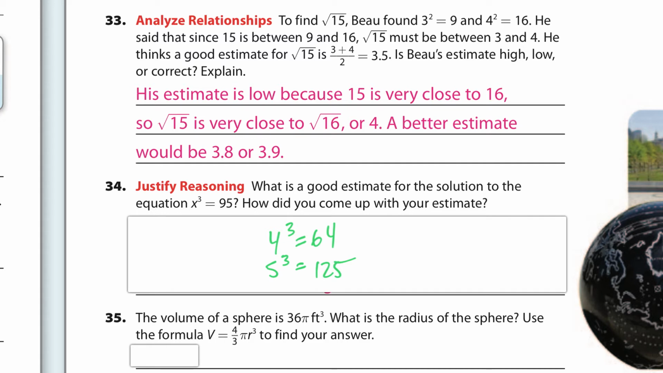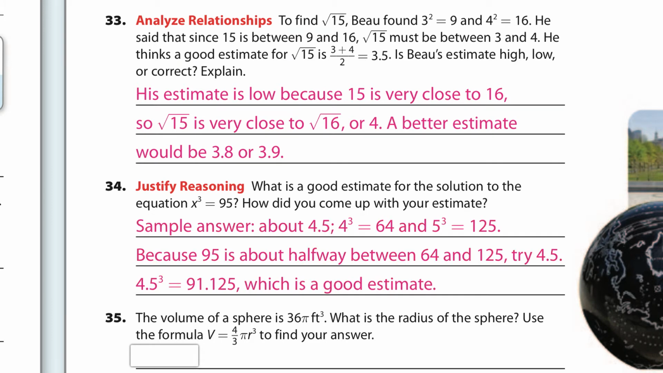So I'm thinking, looks like it's pretty much in the middle. I'm thinking 4.5. So I'm going to erase this stuff here. And let's see what we got here. Hey, 4.5. 64, yep. 125, yes. And because 95 is about halfway between the two, we'll try 4.5. And 4.5 times 4.5 times 4.5 is 91.125, which is a good estimate. So if you put 4.5 into a calculator and multiply it by itself 3 times, you would get that.